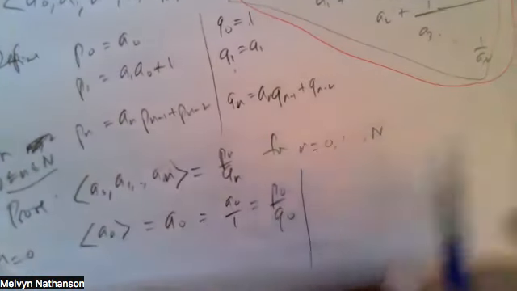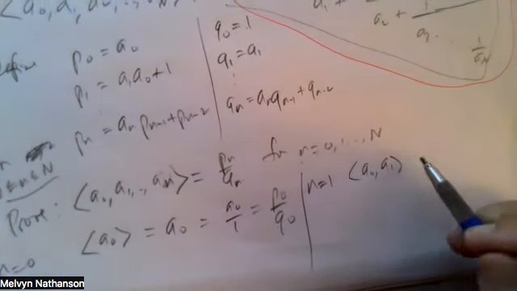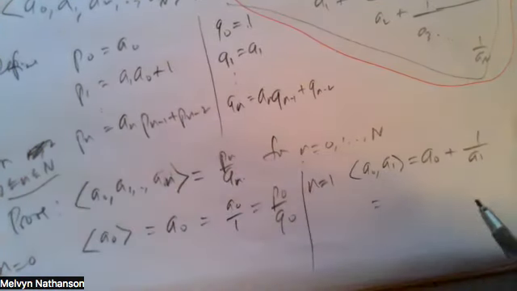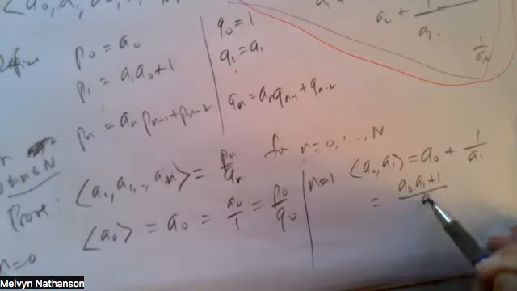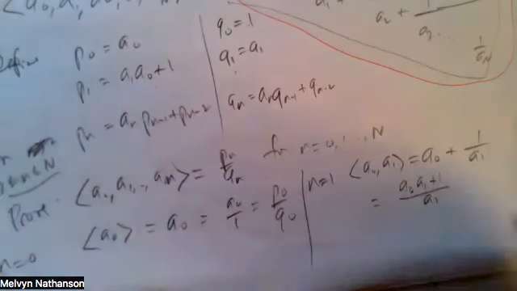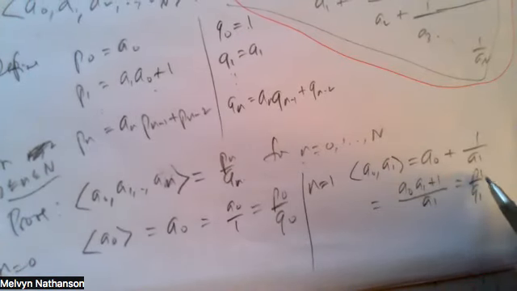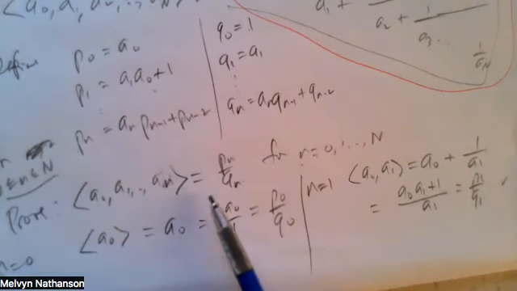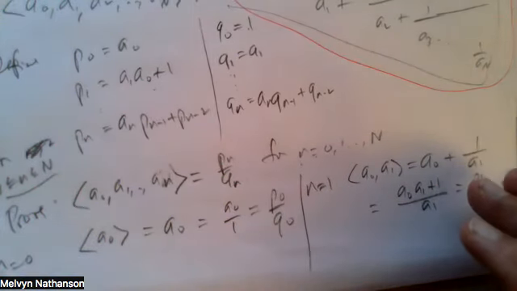Let's check this statement for n equal 1. When n equals 1, we have a0, a1. That continued fraction is a0 plus 1 over a1. If we just add these two fractions, this is a0 a1 plus 1 over a1. But a0 a1 plus 1 was defined to be p1, and a1 is defined to be q1. So again, this is p1 over q1 for n equal 1. So this statement is true for n equals 0 and n equal 1. So we want to prove the result in general.